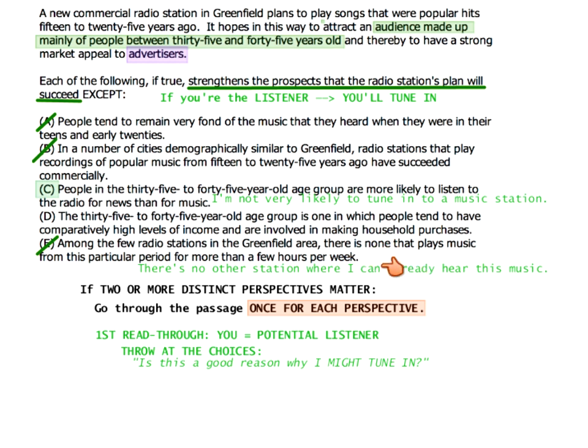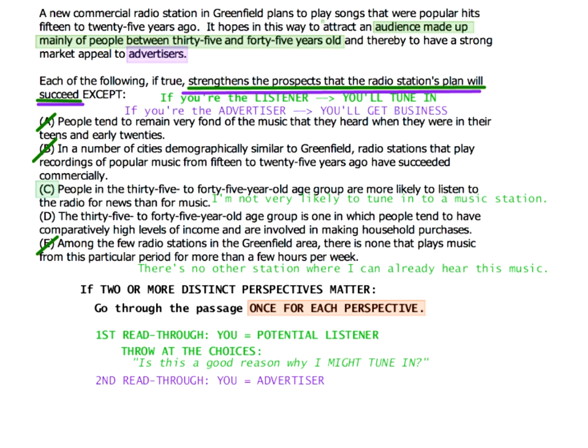Now let's read it from the purple standpoint. You be the advertisers. The ones we've already eliminated, we don't really need to go through again. But you be an advertiser. Now success means that if we underline this thing in purple, it means something totally different. Someone tell me what this means if you underline it in purple instead of green. What does this mean if you're the advertiser? Yeah, it means you'll get revenue, like you'll get business from advertising on the station.